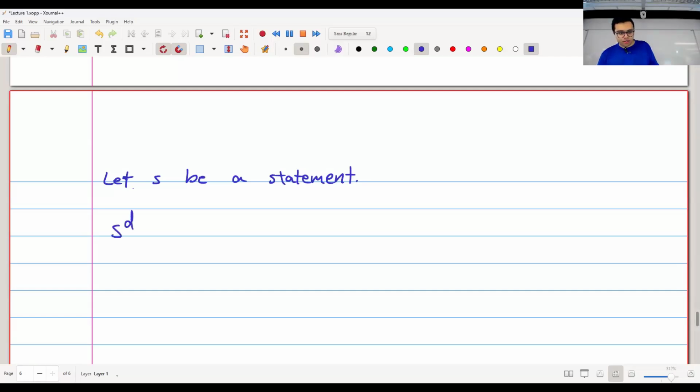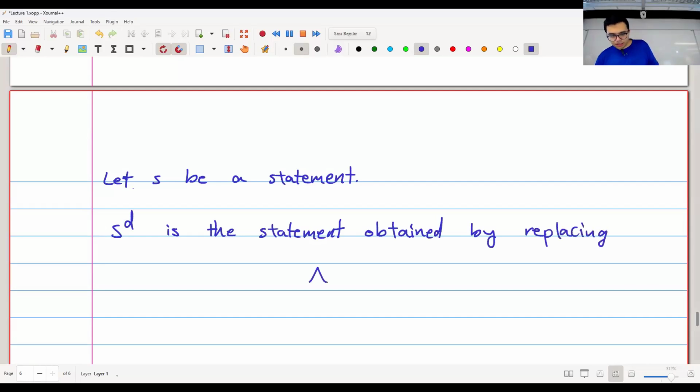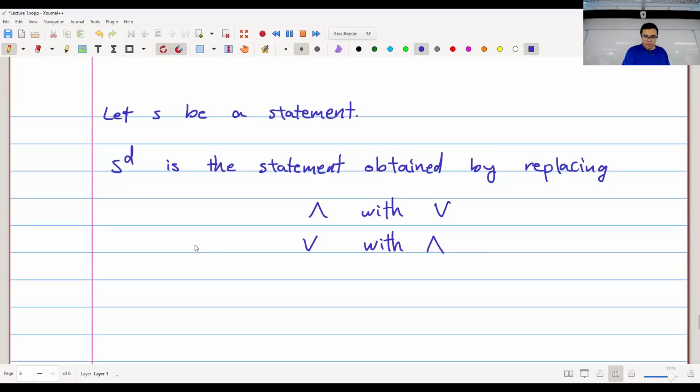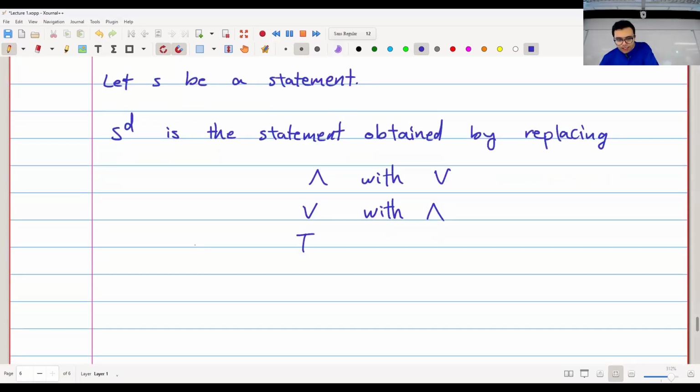So S^D, or the dual of S, is the statement obtained by replacing every AND with OR, and every OR with AND in S. But I'm also going to say that whenever I see T in S, I replace it with F. Whenever I see F, I replace it with T. This is how I'm defining the dual of a particular formula that gives me a statement.